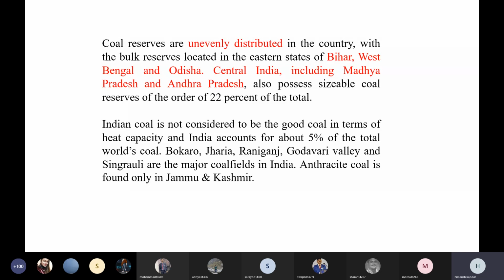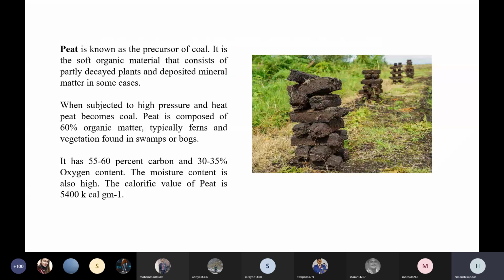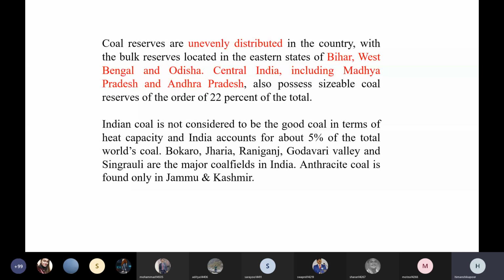Coming to another resource of energy, we have peat. Have you heard about peat moss? Yes, ma'am. Before that, I would like to discuss some of the advantages and disadvantages of coal. I have not included that in the slides because it is a very general thing, and I think we can discuss it. So what do you think would be the advantages of coal?